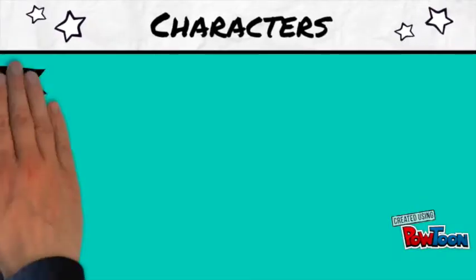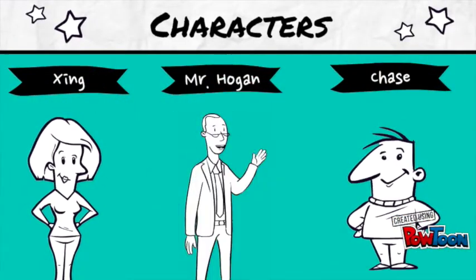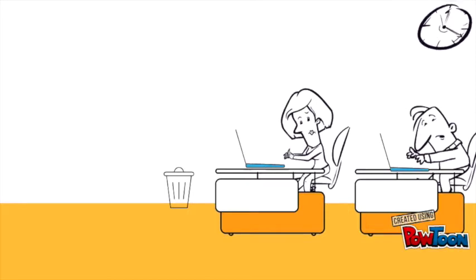Action! The first character we have here is Xin, who is a Chinese student who studied in China for almost all of his life. Mr. Hogan is a local teacher, and Chase is a local classmate of Xin.